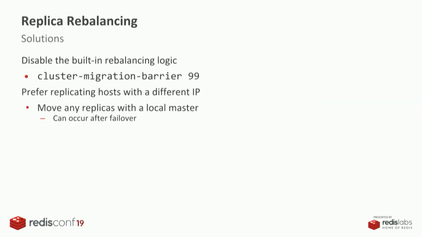So solutions: we disabled the built-in logic, just set the value to 999 or 99, so it will never happen, and try to make it so hosts replicate other hosts with different IP addresses, which is the simple solution. But in theory, if you want to get really complicated, you'd start looking at the switches, you'd start looking at the availability zones or whatever. You start to try to figure out how you can decouple failures as much as you can.